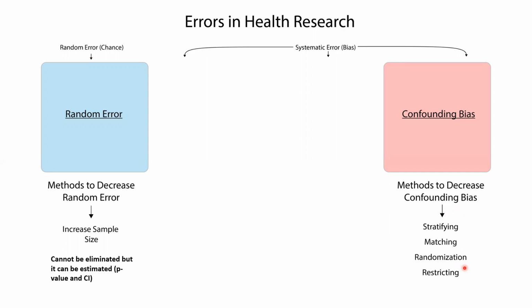Okay, so let's move now to the other two systematic errors, which are selection bias and information bias. Selection bias, so who can actually remind us what is selection bias?